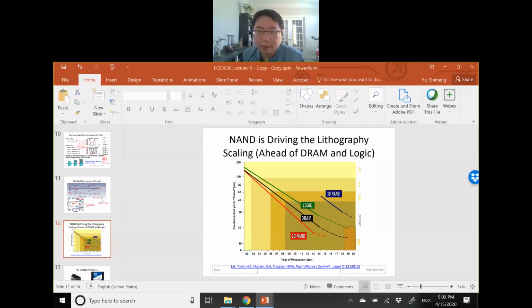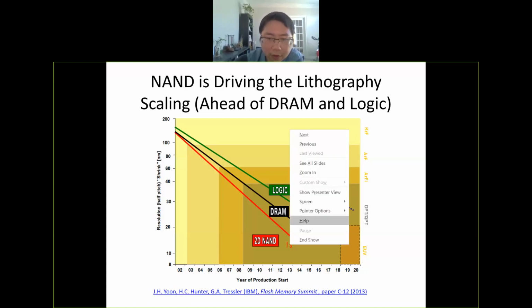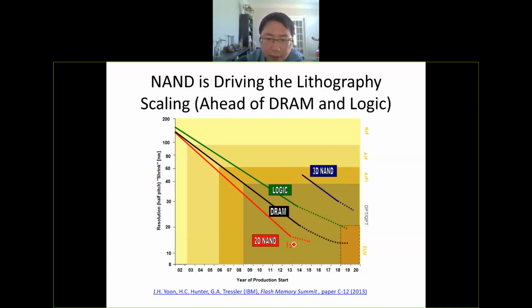So let's talk about the NAND scaling. NAND also follows this exponential law, like Moore's law, for the scaling of the minimal feature size. And in 2013 or 14, the two-dimensional NAND scaling approaches the limit around the 15 nanometer node. And actually, NAND flash scaling is more aggressive than the DRAM or the logic transistor.